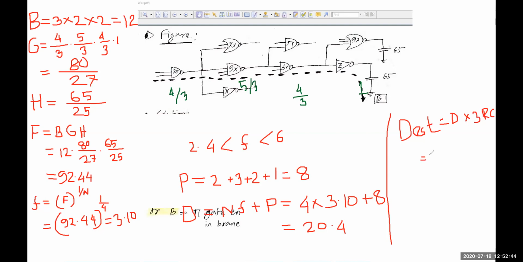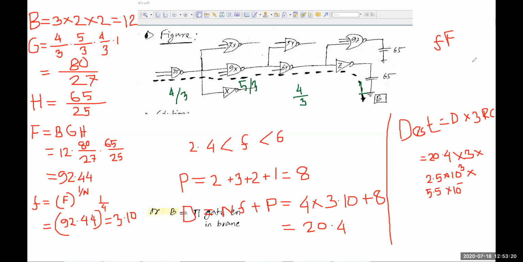So D is equal to 20.4, 4 into 3 is 3, R is 2.5 into 10 to the power 3, right? Kilo. C is 5.5 into 10 to the power minus how much? It is femtofarad, right? Femtofarad, how much?